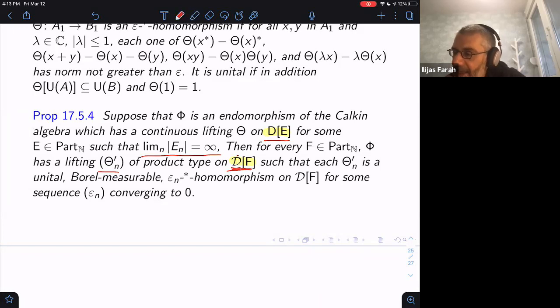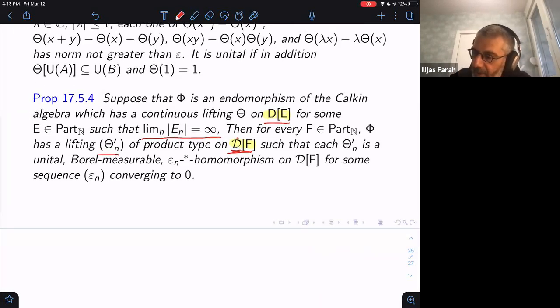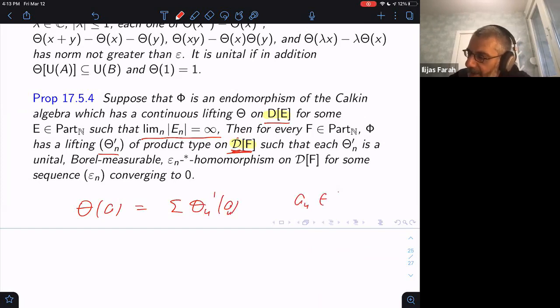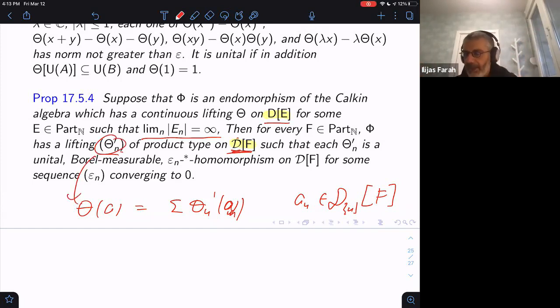Right? So just in case it wasn't clear, the lifting theta of A would be more appropriately said to be some theta_n prime of A_n, where here A_n belongs to D sub singleton n of F, right? So theta_n prime acts on the nth block. Right, so this is just a somewhat unfortunate notation. By this theta_n prime in round brackets, I mean that this is a sequence of maps from finite dimensional algebras to finite dimensional algebras, which gives us our lifting.